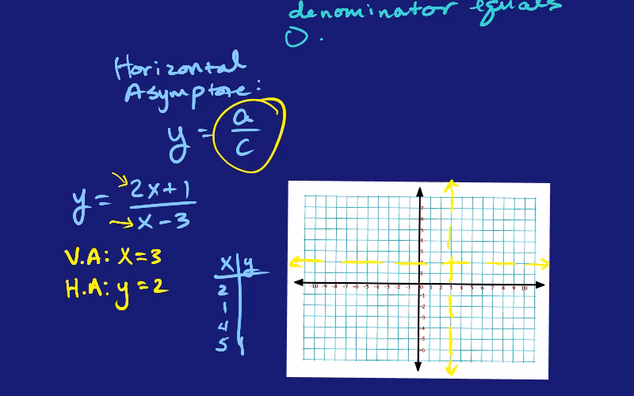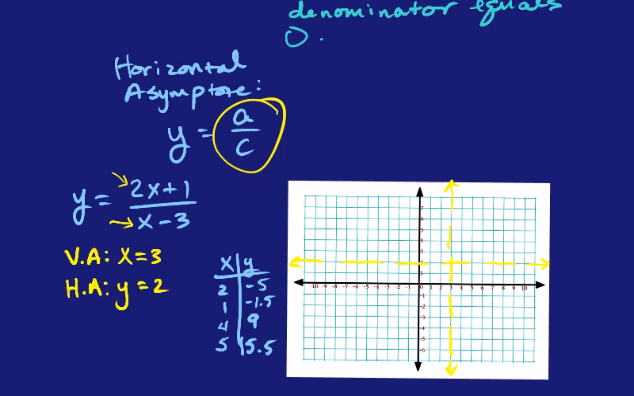So 2 times 2 is 4, plus 1 is 5, and then 2 minus 3 is negative 1, so 5 divided by negative 1 is negative 5. And then when I plug in 1, 2 times 1 is 2, plus 1 is 3, 1 minus 3 is negative 2, so 3 over negative 2 is negative 1.5. Plug in 4, that gets me 8, 9, divided by 1 is 9. And then plug in 5, you're going to get 10, 11 over 2. 11 over 2 is 5.5.